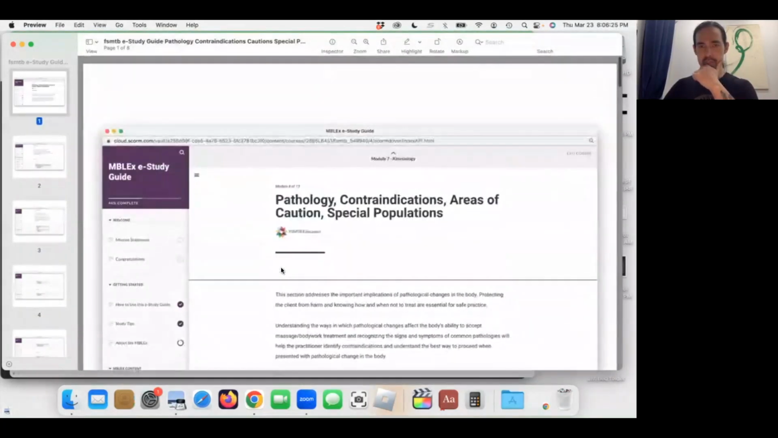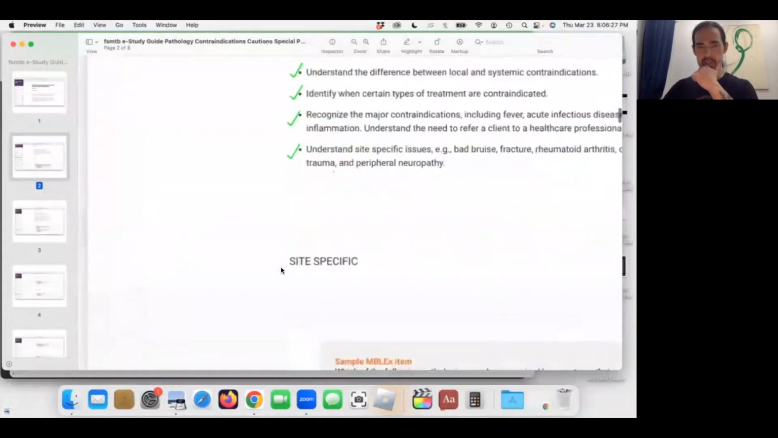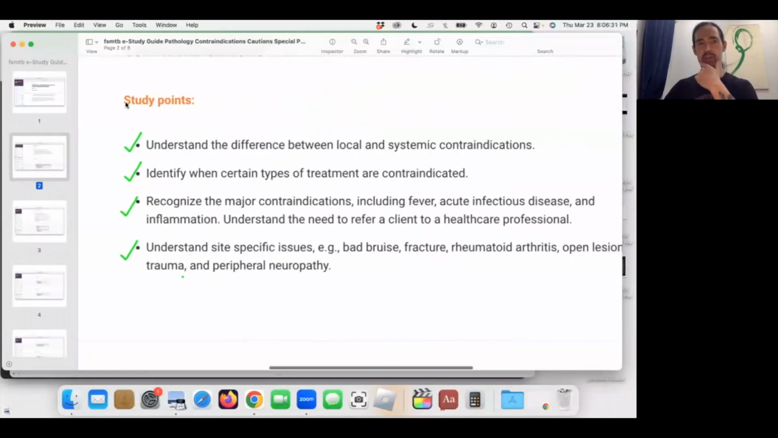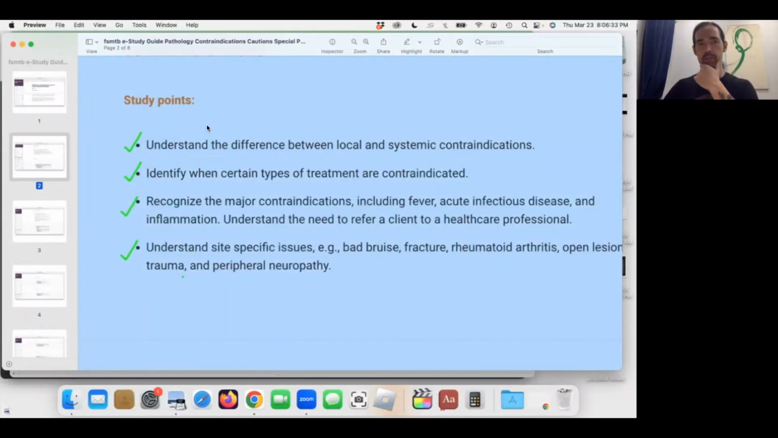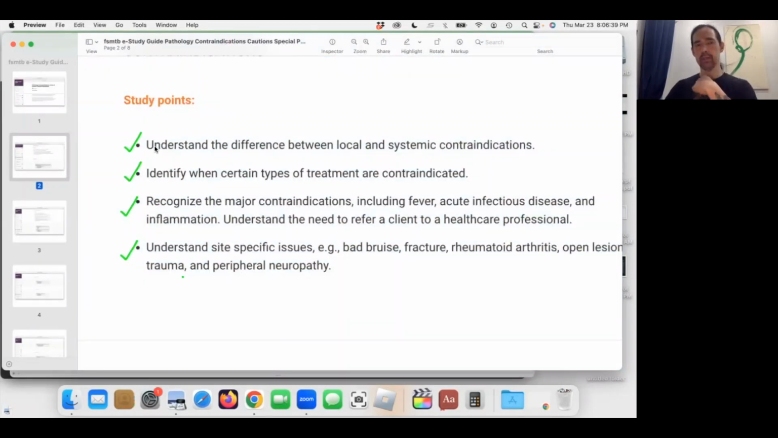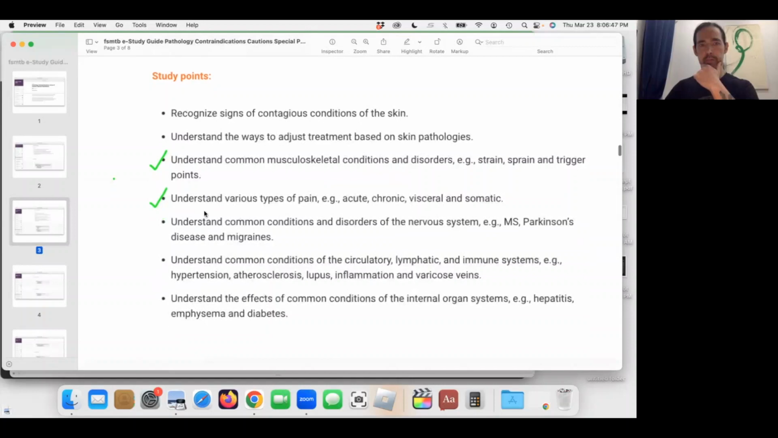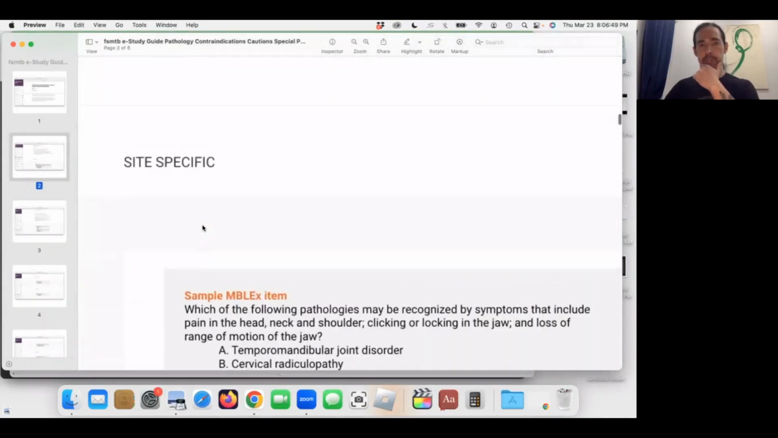What we see, and this is on your slides, which is in the MBLEX folder that I share with you guys, are called study points. Study points are really important because they're the points that we want to study. And included in the lecture tonight are these four, plus a few from overviews of pathologies.